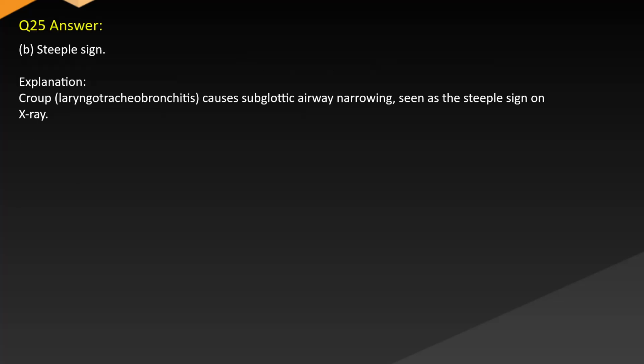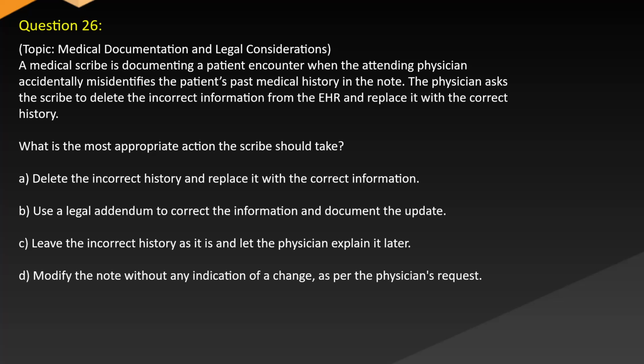Answer: B. Steeple sign. Explanation: croup, laryngotracheobronchitis, causes subglottic airway narrowing, seen as the steeple sign on X-ray. Question 26. Topic: Medical documentation and legal considerations.